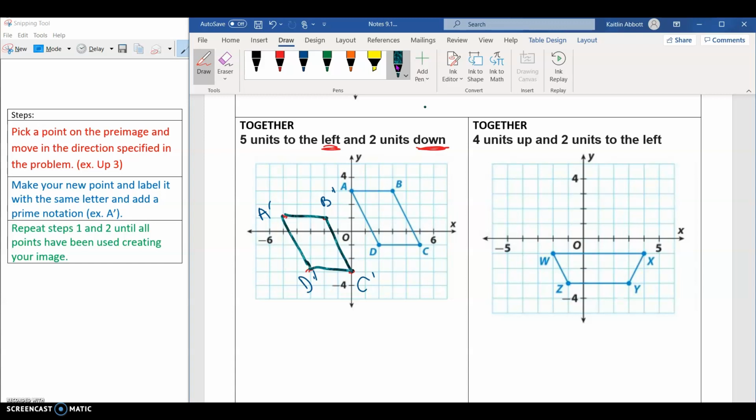There. Okay, did anyone know which one's the image and pre-image? Pre-image came first. Pre-image. So this one has to be the image. All right, let's see if you can do the next one on your own. If you have any questions, let me know.